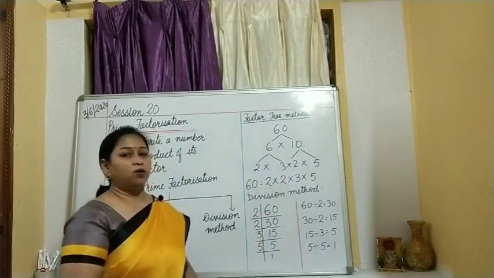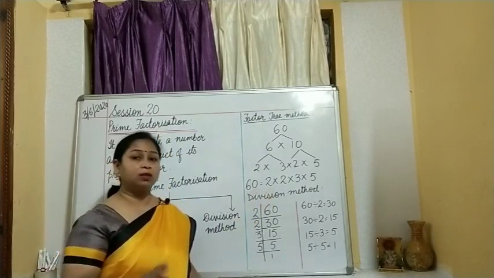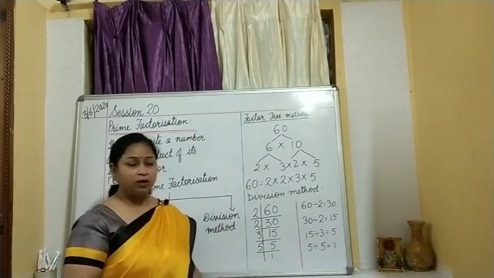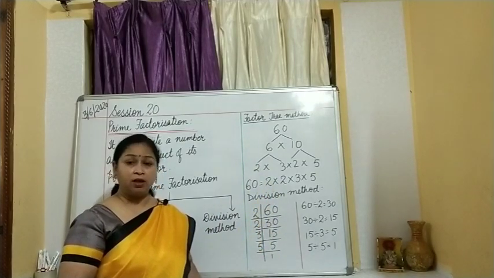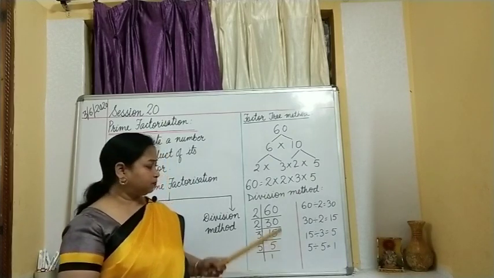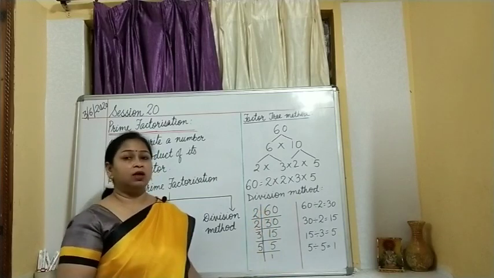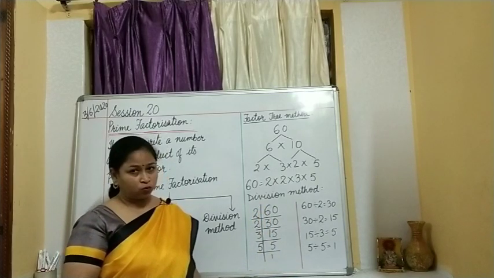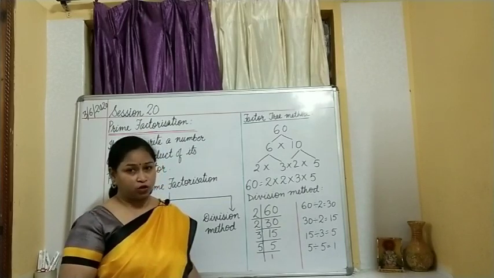Okay. Now for your class 5, you are going to do division method only. Okay, you are not going to do factor tree method. Instead of that, you are going to do only the division method. How to do this division method? We are taking the same example. Okay, 60. Which one is the smallest prime factor, children? 2. Okay, let us check whether this 60 is divisible by 2 or not.